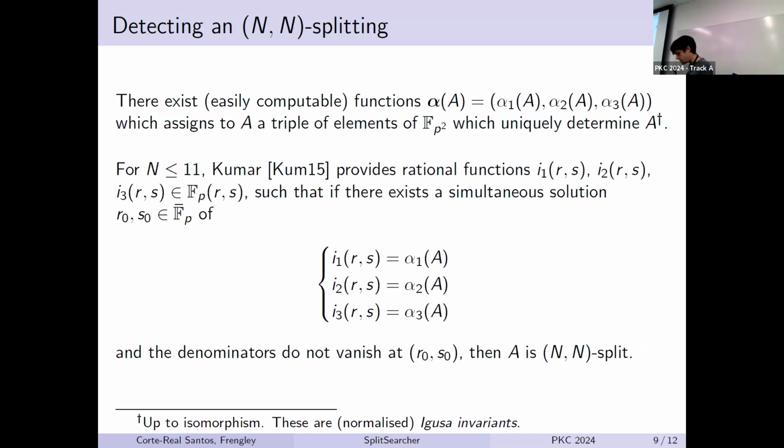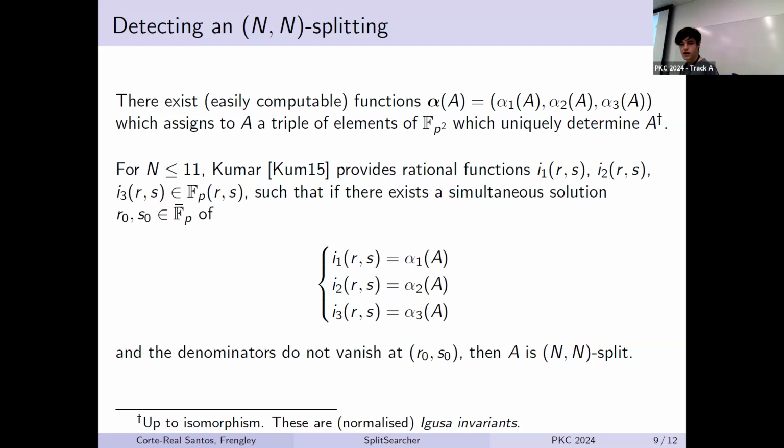And there's this very beautiful paper of Kumar, in which he provides some rational functions which pick out all of the abelian surfaces which are N-N isogenous to a product of elliptic curves, just depending on this alpha. So he gives us three functions which tell you exactly what the alphas are for abelian surfaces which are N-N isogenous to a product.